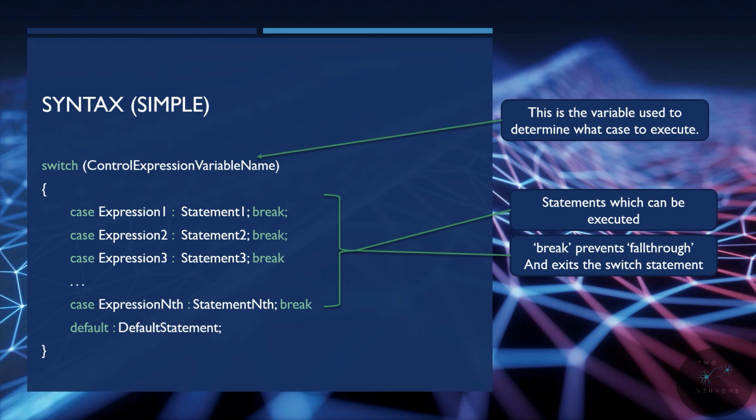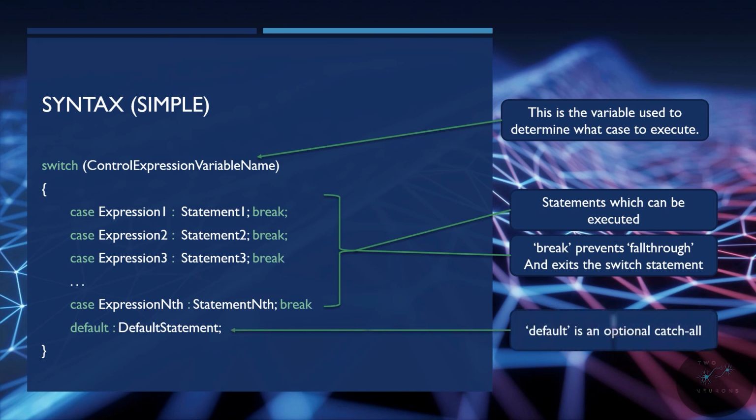And if you have a break, it will break from the switch and go onto the code underneath this final curly bracket here. If you don't have a break, it will fall through to the next statement. And we'll talk more about that in a moment. And at the very bottom here, you'll notice we have a default statement. Our default statement is an optional catch-all like the else statement in an if-else structure.